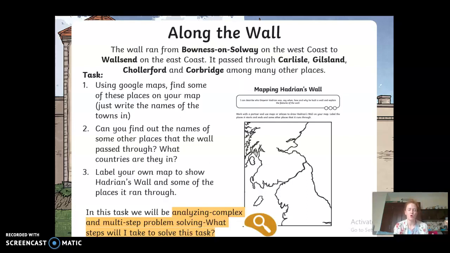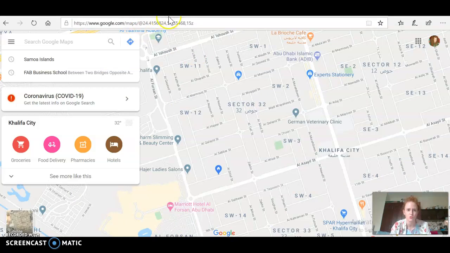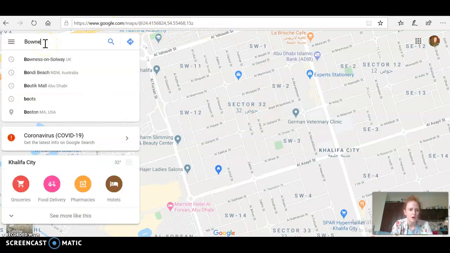Anyway, task number 1, using Google Maps, find some of these places on your map. Very well. What I have to do is look at these places, and I'm going to put them in Google Maps and take a look. So the first one is Bowness on Solway. So I'm going to show you. I'm going to go onto Google Maps, right? We have Google Maps open here. Bowness on Solway, UK.